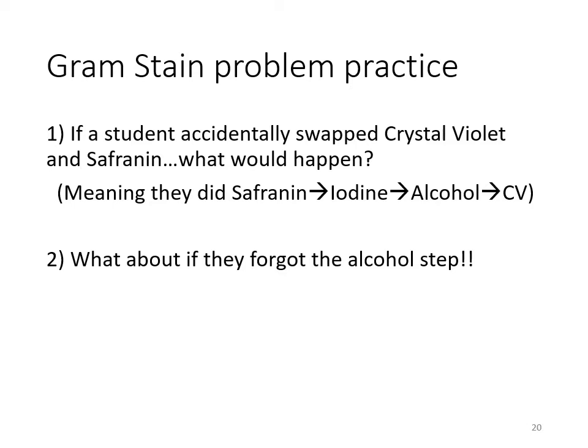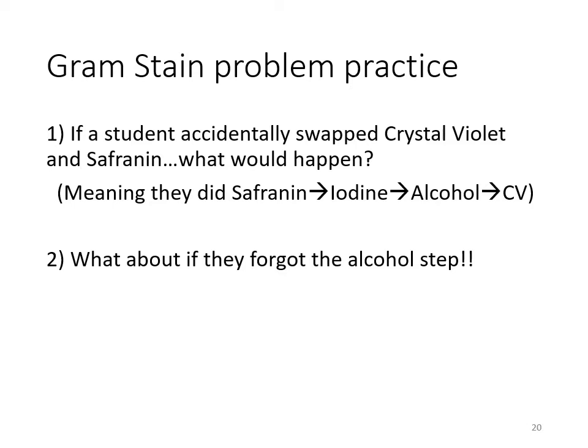The first one says, if a student accidentally swapped the crystal violet and the safranin, what would happen? So that basically means that they did safranin as the primary, then iodine, alcohol, and crystal violet. Whenever you do any of these problems, go step by step. There are 4 steps that you should normally be saying, and ask yourself what happens after each of the steps. So if they first added safranin, which is a pink color, what happens with the primary stain? Well, it goes into all cells, including the Gram positives and the Gram negatives. So all cells would be pink at the beginning.